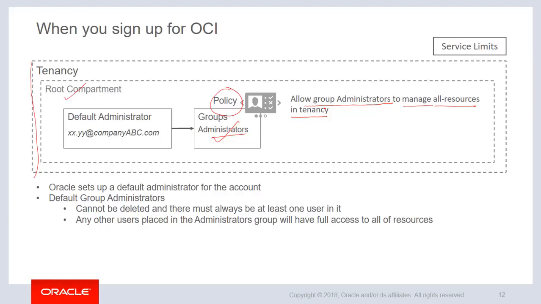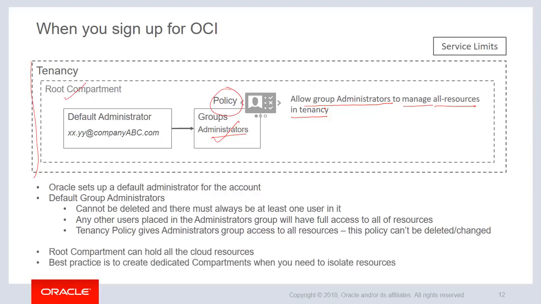So just to summarize, when you open an account, you get a root compartment, that is like the parent compartment. We create an administrators group. We set up a default administrator, we put that in an administrators group, and we write a policy we give to you. You cannot delete this policy. You cannot delete this group. The group needs to have at least one user. You can add more users, you can delete users, but you at least need to have one user in there.